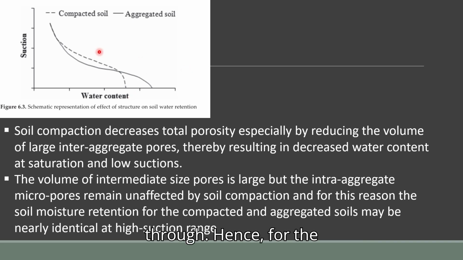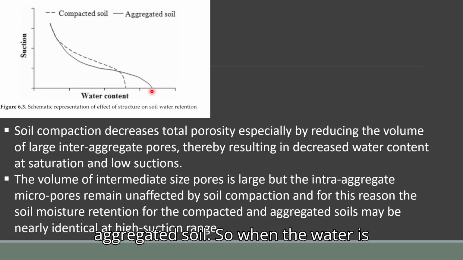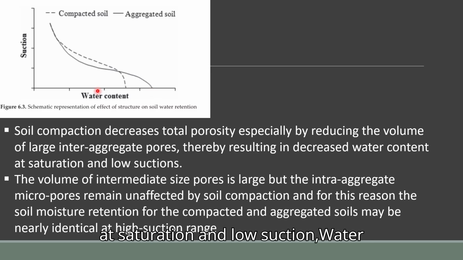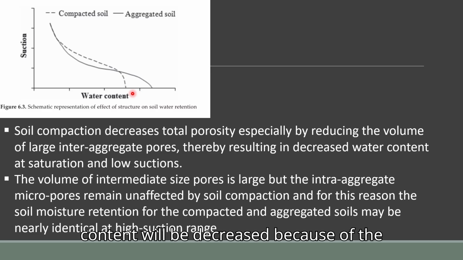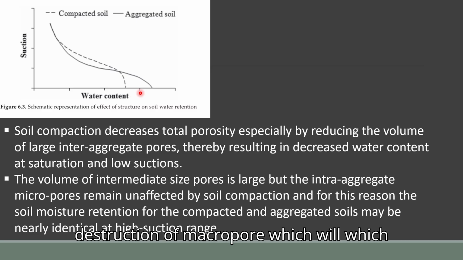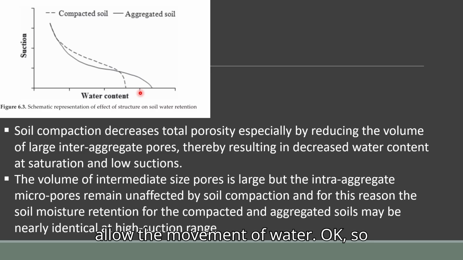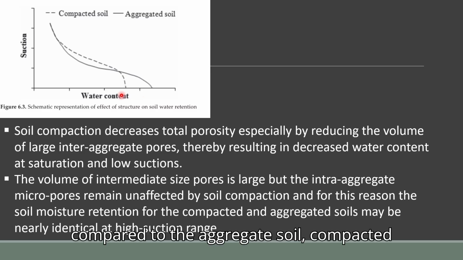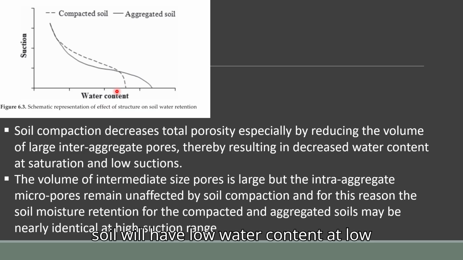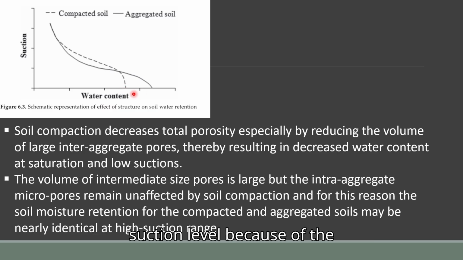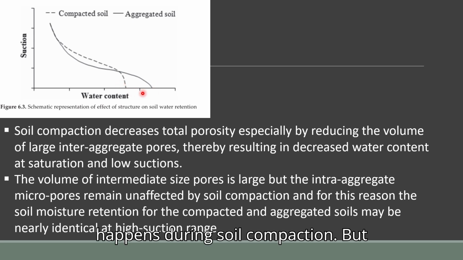Hence, for the compacted soil at low suction or at saturation, water content is less compared to well aggregated soil. So, when the soil is at saturation and low suction, water content will be decreased because of the destruction of macropores, which allow the movement of water. Okay, so compared to the aggregated soil, compacted soil will have low water content at low suction level because of the destruction of pores. So that happens during soil compaction.